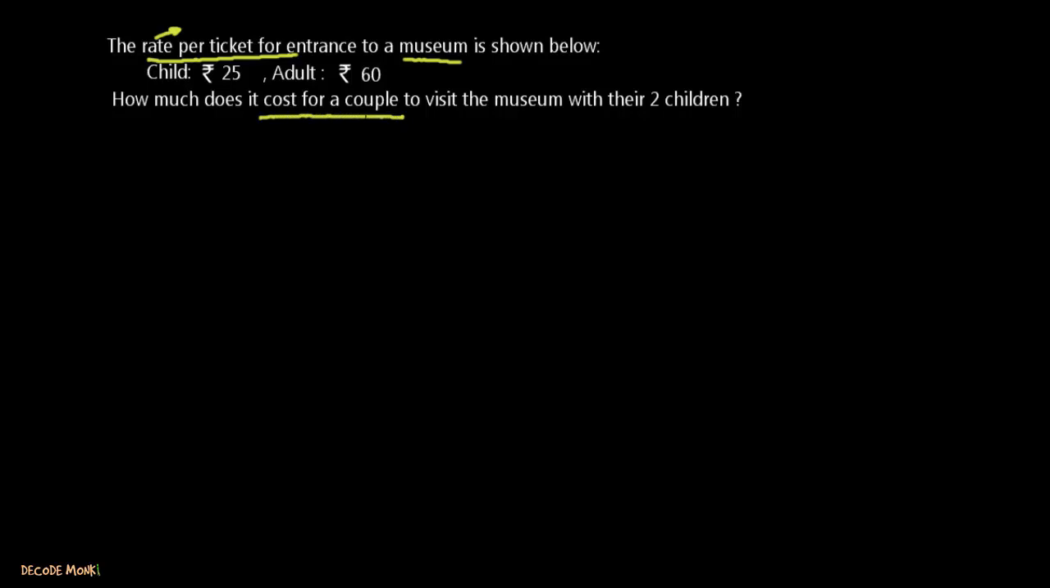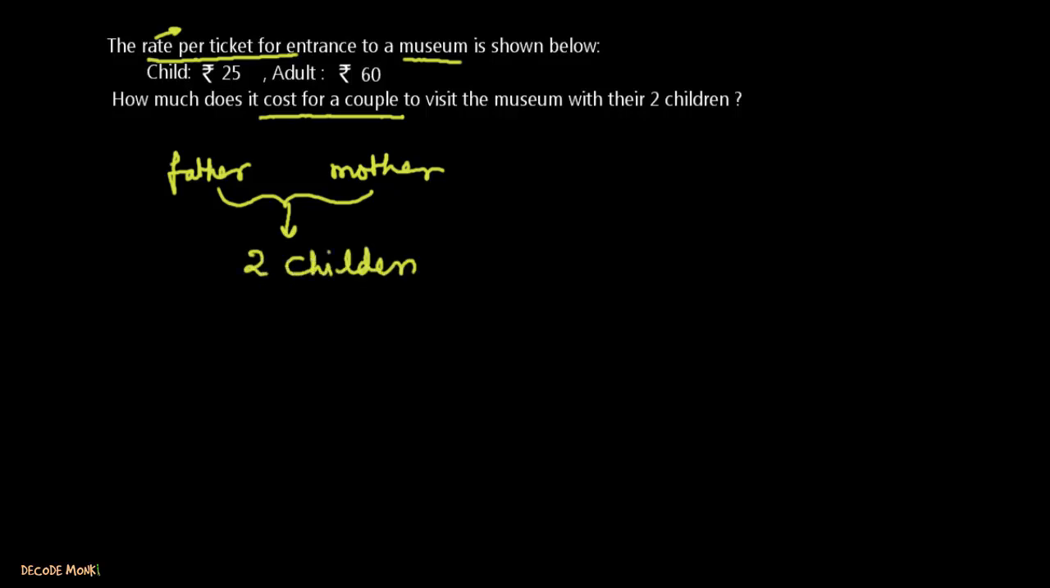So it cost for a couple. Couple means husband and wife, like your parents, your mother and father, visiting the museum with their two children. That means there is a father and a mother, and they are a couple and they have got two children, maybe two brothers, two sisters, or one brother, one sister, whatever. So we understand that there are two adults, one father, one mother. So there are a total of two adults and two children.